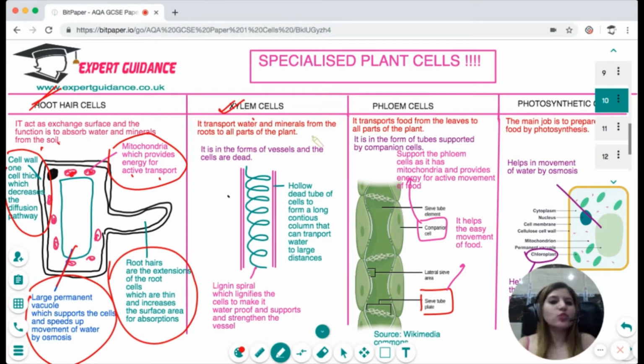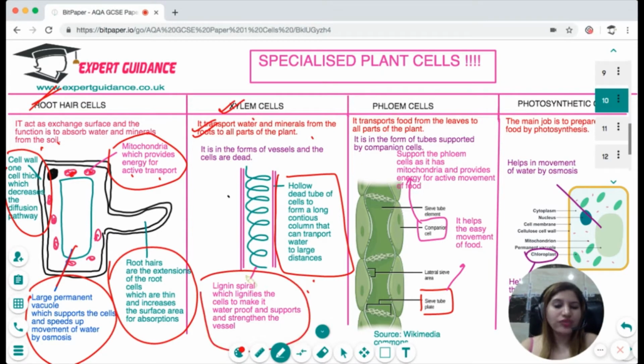It transports water and minerals from roots to all parts of the plant. Now, since it has to carry water over large distances, it has to form a long continuous column. The cells of the xylem are dead so that they can form a long continuous column which can transport water to large distances. And then inside, you can see the lignin deposit. The lignin deposit makes it waterproof, makes the xylem column strong, and strengthens the xylem vessel.